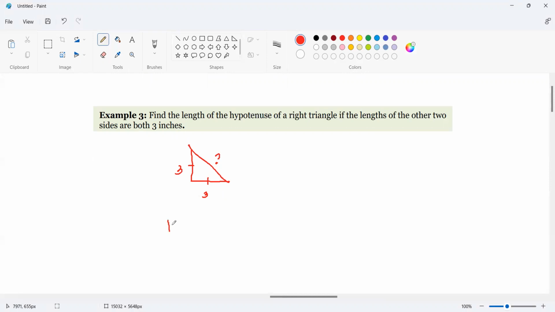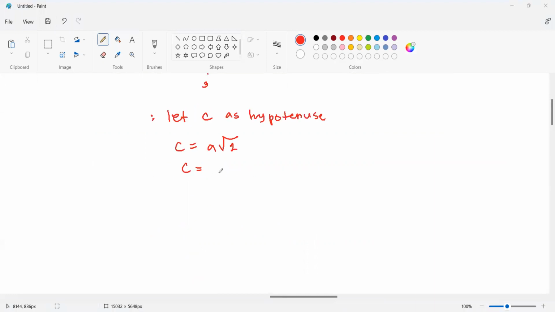So sa onto na siya, multiply raw square root of 2. So let C be the hypotenuse. Formula for C is equal to a square root of 2. So C is equal to 3 square root of 2. That's it.